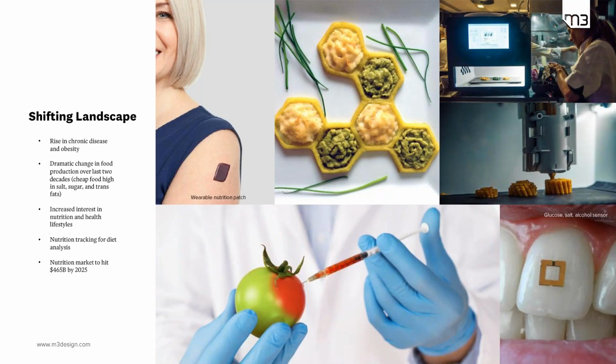All right, so the first one is nutrition. Over the last couple of decades, we've seen a dramatic rise in chronic disease and obesity. And that's due to a couple of different reasons, but one of them is that food production has really changed a lot over the last couple of decades. Food today is really, really cheap, but it's also very high in salt, sugar, and fat. So this is obviously a significant problem that needs to be addressed, and it's leading to more and more interest in the ideas of nutrition and preventative health.